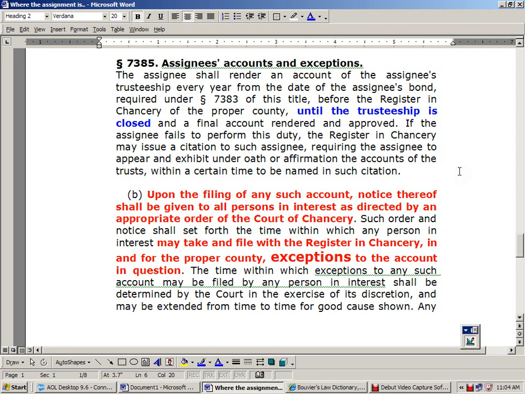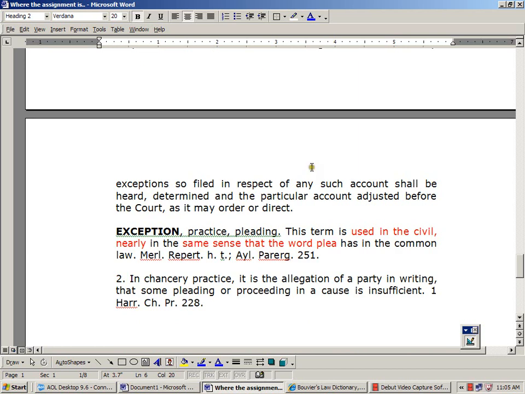The time within which exceptions to any such account may be filed by any person of interest shall be determined by the court in the exercise of its discretion, and may be extended from time to time for good cause shown. Any exception so filed in respect to any such account shall be heard, determined, and a particular account adjusted before the court, as it may order or direct. And in law, may means shall. They shall order and direct.